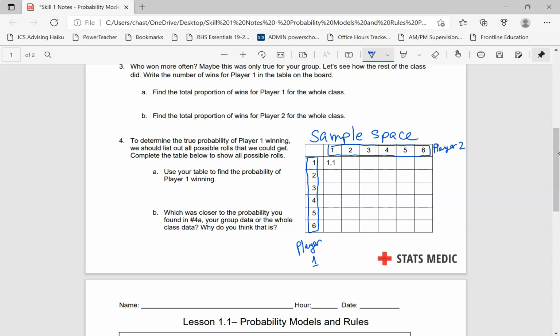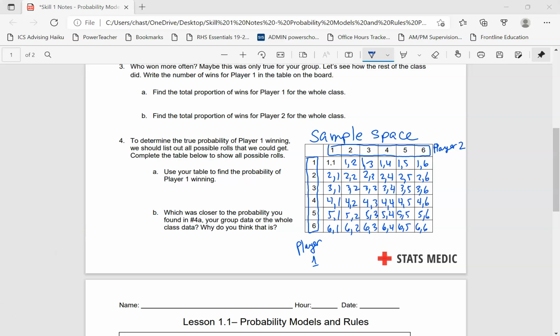1 comma 1 means player 1 rolls a 1 and player 2 rolls a 1. So this next box here would be 1 comma 2. So player 1 rolled a 1, player 2 rolled a 2. And then we'd have 1 3, 1 4, 1 5, 1 6. And then we would continue filling this in. You can see where this is going to go. So I'm going to pause this video to fill in the rest of this. And now we can see all the possible outcomes.